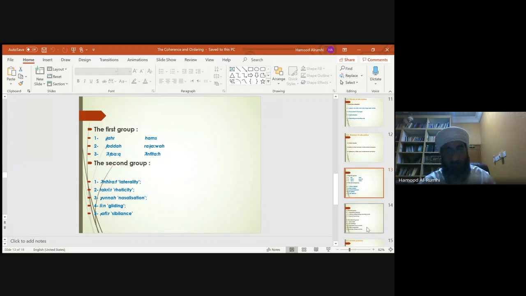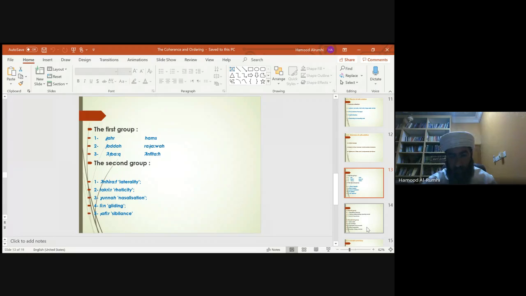So the first group includes jahr and hams, shiddah and rakhawa, itbaq and infitah. They are also called majhura and mahmusa, shadida and rikhwa, mutbaqa and munfatiha. The second group includes inhiraf for lam, takrir for ra, ghunna for nun and mim, lean for waw and ya, gliding, and safir for sa, sad, za in Arabic.